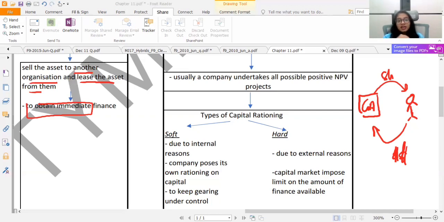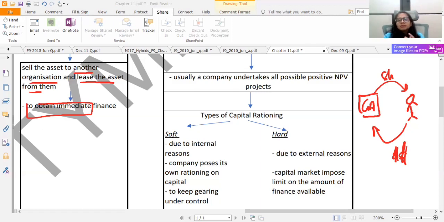Okay, so those are the reasons why soft capital rationing may arise. Now, the next one is hard capital rationing. So what is the reasoning for a company to go through hard capital rationing?